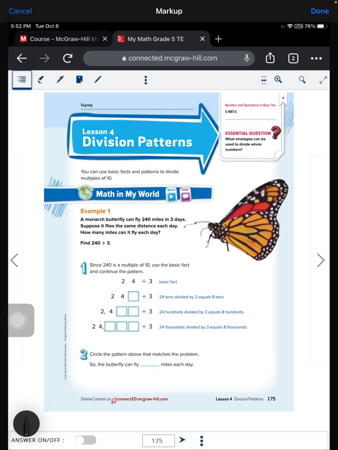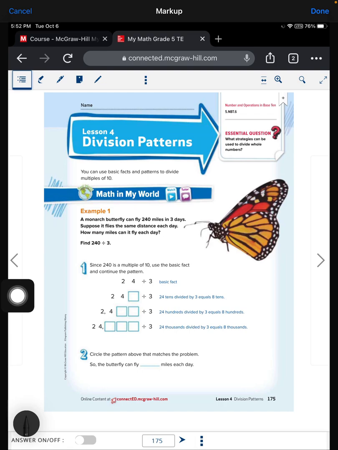We are in Chapter 3, Lesson 4, Division Patterns, page 175. In this chapter, you're going to learn you can use basic facts and patterns to divide multiples of 10. And this is how we're going to do it. Here's a story about a monarch butterfly that can fly 240 miles in 3 days. Suppose it flies the same distance each day. How many miles can it fly each day?